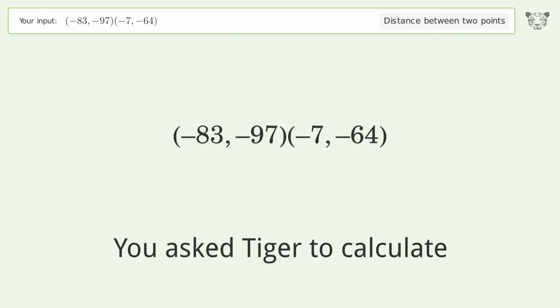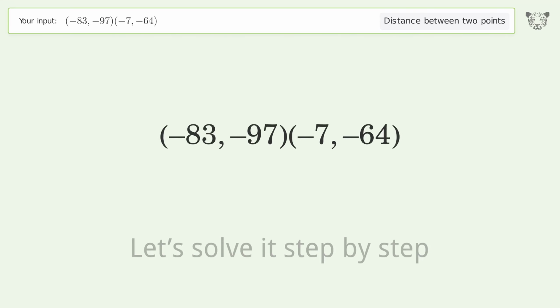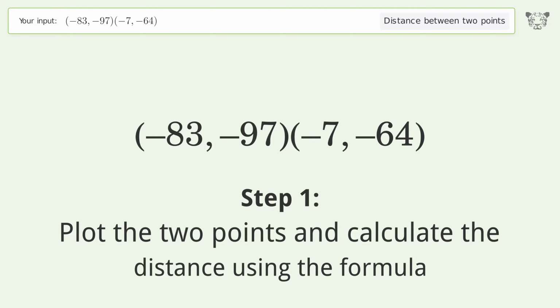You ask Tiger to calculate. This deals with the distance between 2 points. The distance between the 2 points is the square root of 6,865 or 82.855. Let's solve it step by step. Plot the 2 points and calculate the distance using the formula.